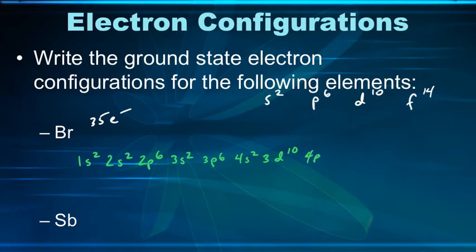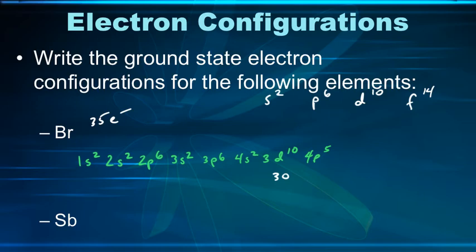Okay, and up to this point, if we've been keeping track, this is electron number 30, right? We've got 5 to fill in here. We can hold a maximum of 6, but we've only got 5 left to go. So we're going to finish this off with 4p5. Okay, let's do Sb now.